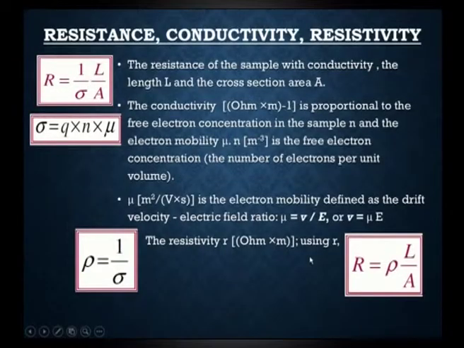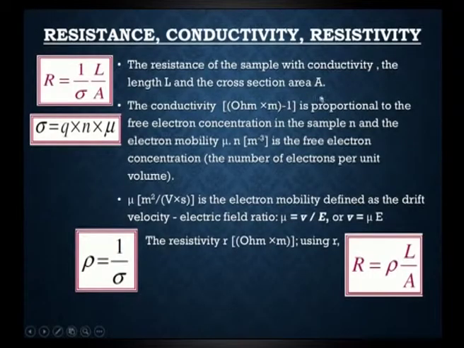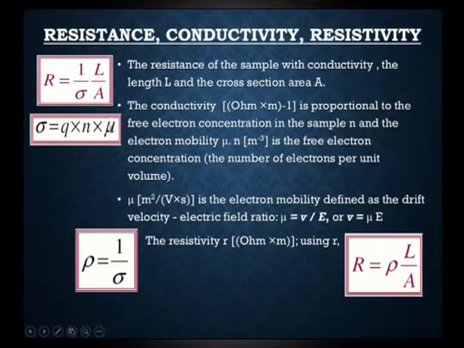Previously we discussed resistance and conductivity. Now we move towards the relationship with resistivity also. We consider a sample with conductivity δ, length L and cross-section area A. With the help of the conductivity equation we come to know that the conductivity is proportional to the free electron concentration and the electron mobility also.